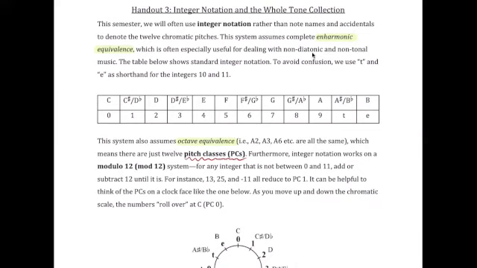So let's say we have the number 13. That is outside of the range of 0 to 11. So how do we reduce that to fit in? We add or subtract 12. In this case, we would subtract 12. 13 minus 12 gives us 1. So 13 is equivalent to pitch class 1.